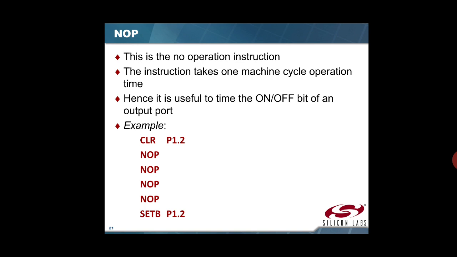Okay, the next instruction, NOP. This is a no operation instruction, meaning the instruction takes one machine cycle. This is useful, and in the coming classes I will discuss this more. It is useful to time the on or off bit of an output port. It is a zero operand instruction; it just consumes one cycle of operation and has nothing else to do.